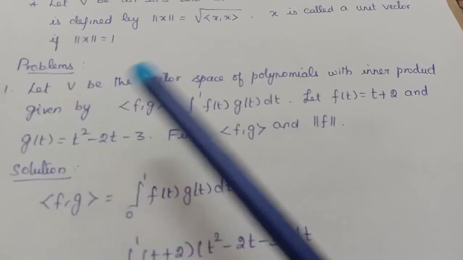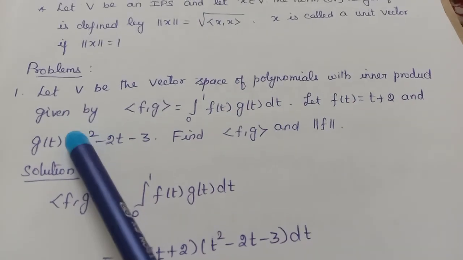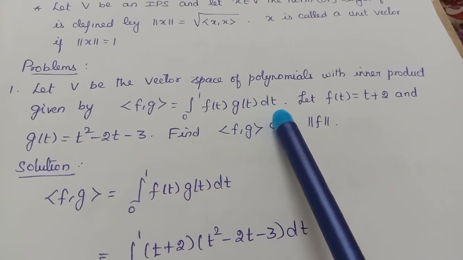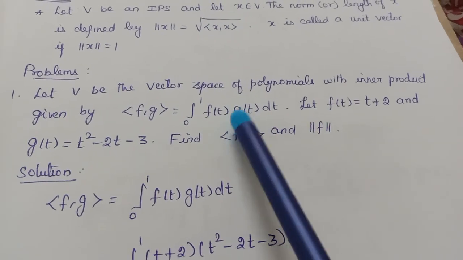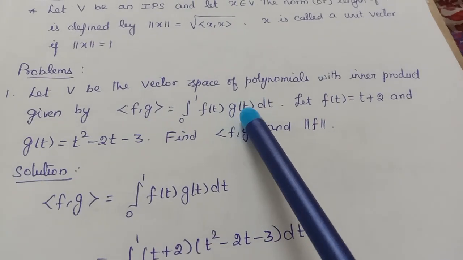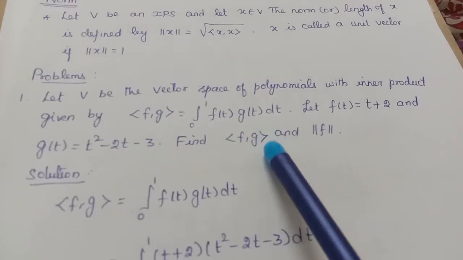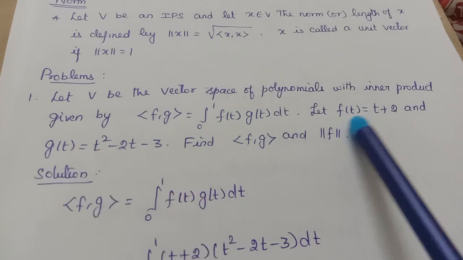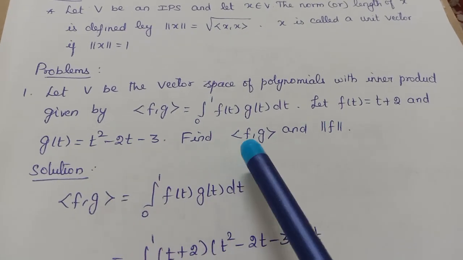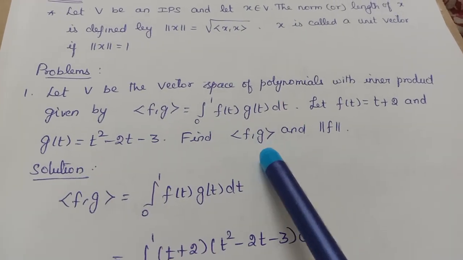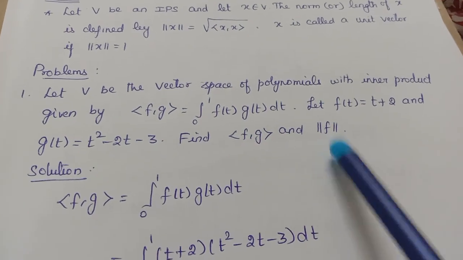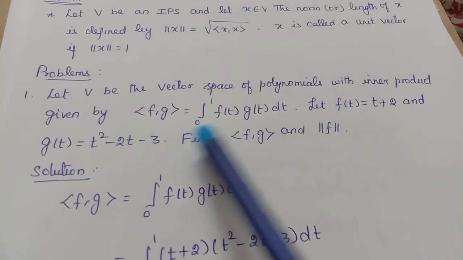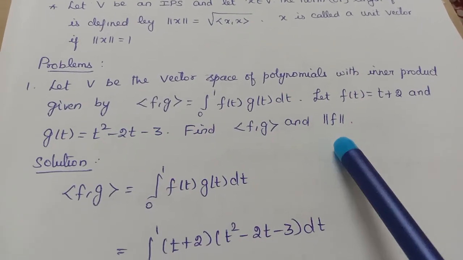Let V be the vector space of polynomials with inner product given by the inner product of f, g equal to integral 0 to 1 of f of t g of t dt. This is what we have proved as an inner product space in the first problem. Now this is an extension. Here for f of t and g they have given specific values, and they are asking you to find the inner product of f with g and the norm of f. So no need to prove here; this is an inner product space, we have already proved. For this particular f and g, we are going to find the inner product and the norm.